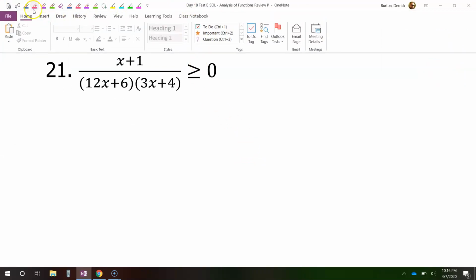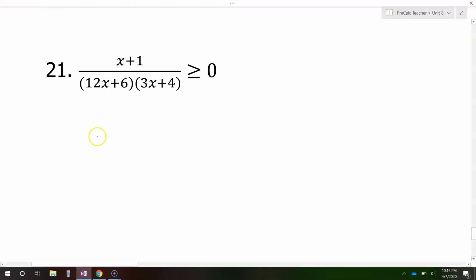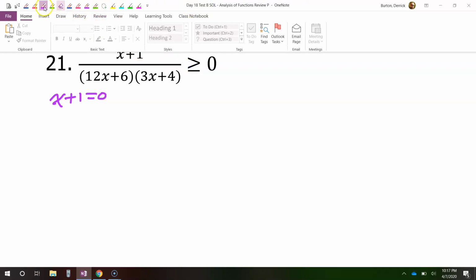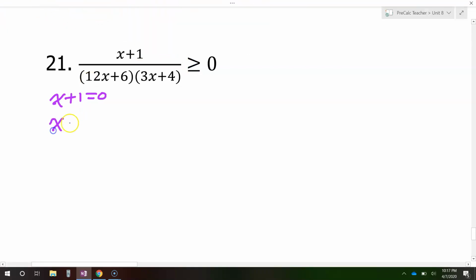Okay, moving on to number 21. We're going to use the same basic strategy. The first step is to solve the related equation. So if we were to pretend that this was an equal sign and solve it, that's the first step. But the only way for a fraction to equal 0 is if the numerator equals 0. So really, we're just doing x plus 1 is equal to 0. So obviously, that's going to give me x is equal to -1.